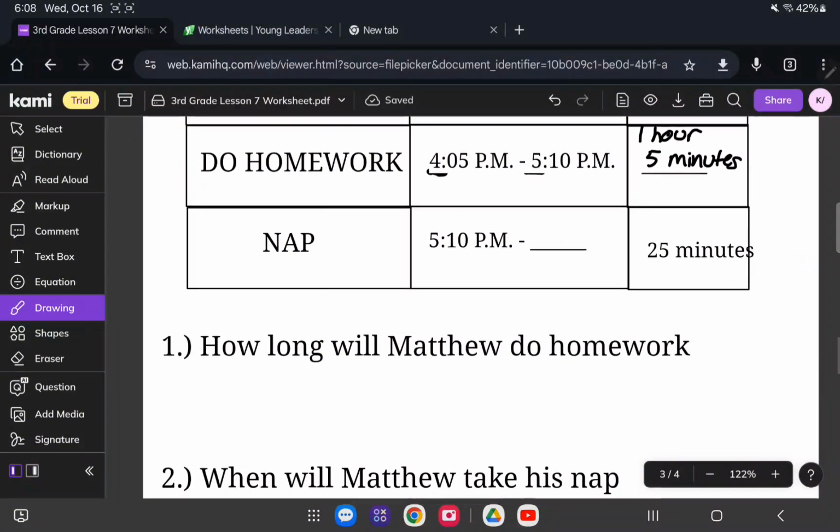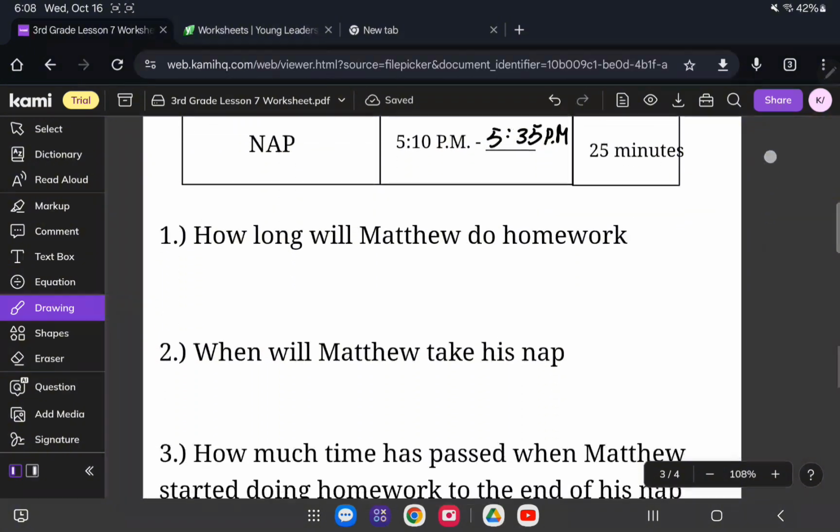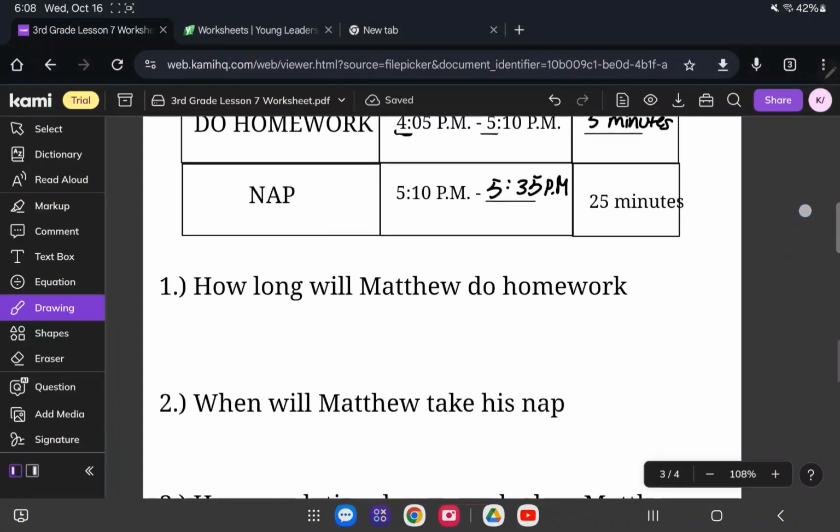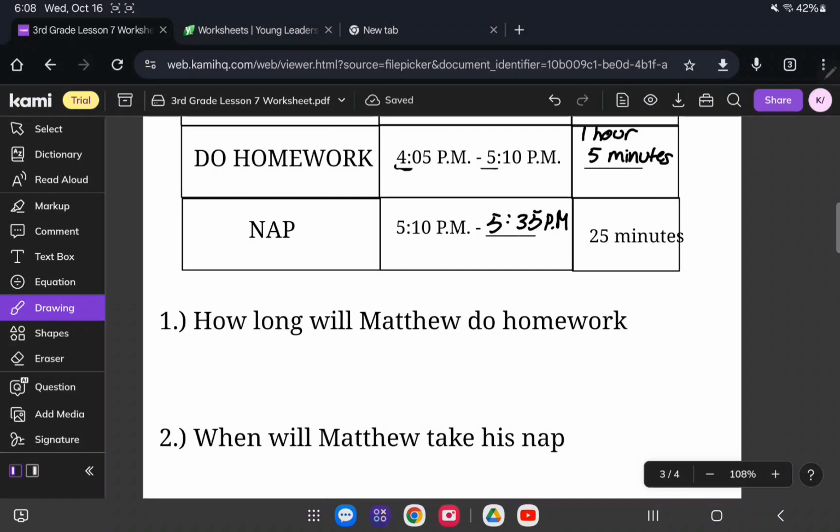Okay. All right, a nap. It says 25 minutes have passed. So that means we just add 25 minutes to this starting number, which is 5:35. And then don't forget the PM at the end. How long will Matthew do homework? We know that Matthew will take 1 hour and 5 minutes to do homework.